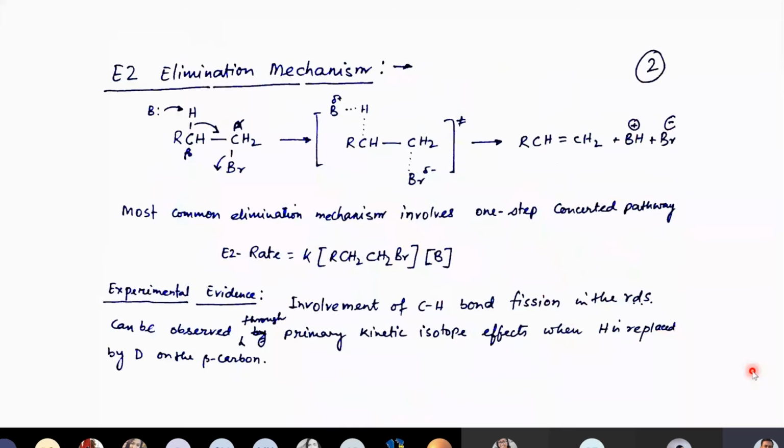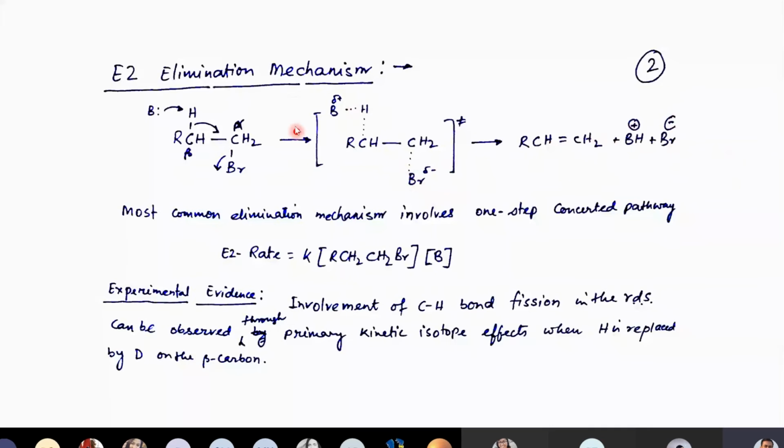Okay, next we come to the E2 elimination mechanism. We have already discussed it. E2 elimination happens in a single step. So you have this alpha carbon, beta carbon, the base takes up this proton, this bond comes here, and then the leaving group leaves. So here you see the C-H bond and the C-Br bond are broken simultaneously. So this is your transition state, which gives this olefin and then BH plus and Br minus.